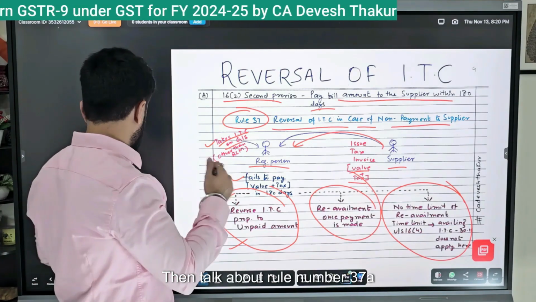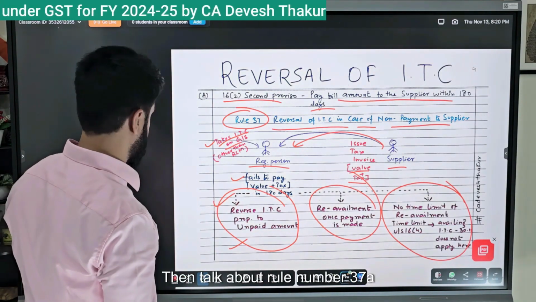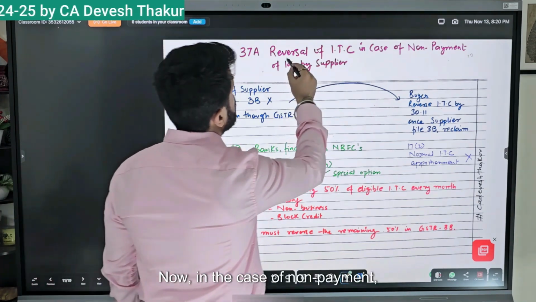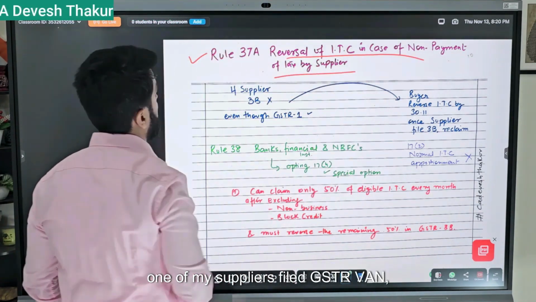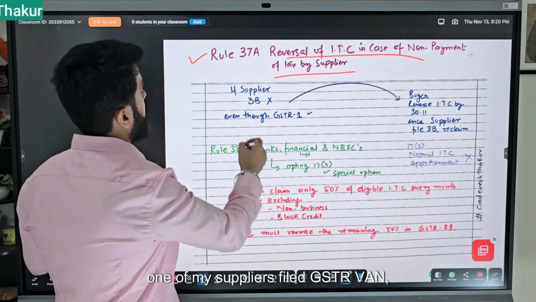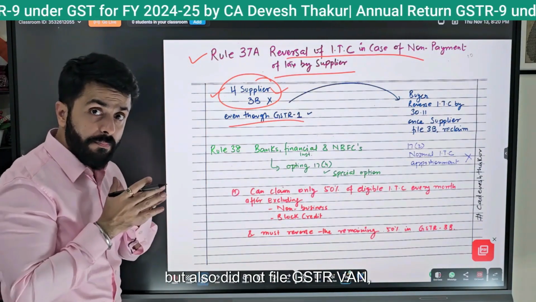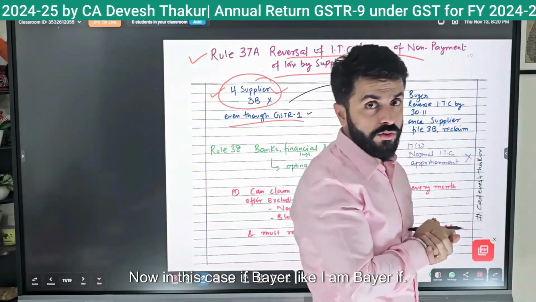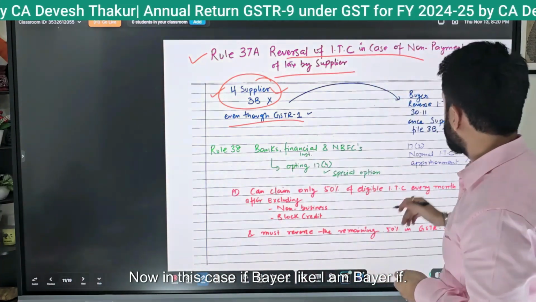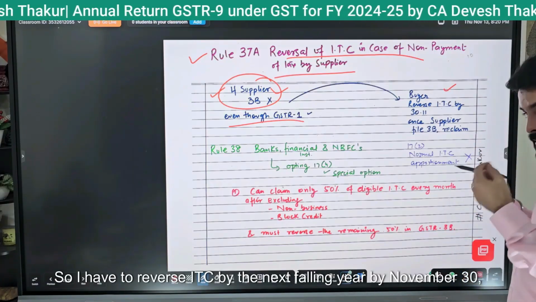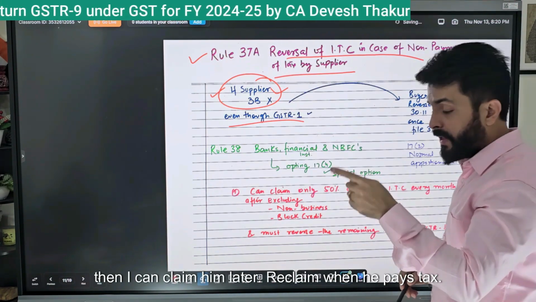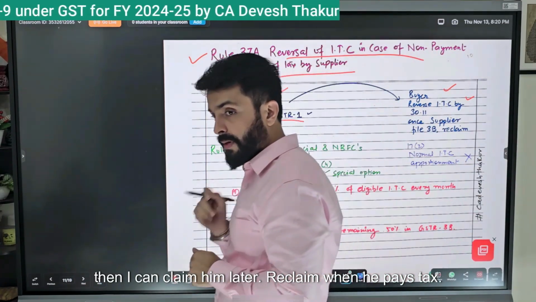Then talk about Rule 37A, reversal of ITC in case of non-payment. Now, one of my suppliers has filed GSTR-1 but did not file GSTR-3B, which includes payment of tax. What happens now? In this case, if I am the buyer, I have to reverse ITC by November 30 of the next financial year. If my supplier does not pay tax, then I can claim it later, reclaiming when he pays tax.